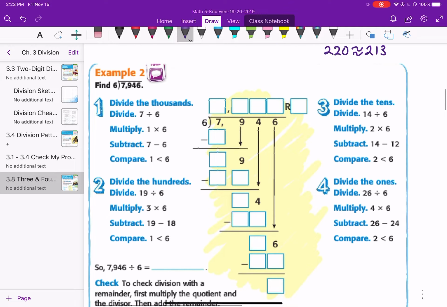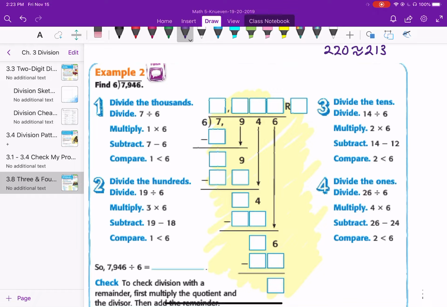All right, so let's look at example 2 here. Now we're dealing with a 4-digit dividend. So our first thought is I want to estimate. I want to make sure our answer is going to be reasonable, see if it comes out to be what we predict. So I'm going to change my 7,946, and I've got 6.